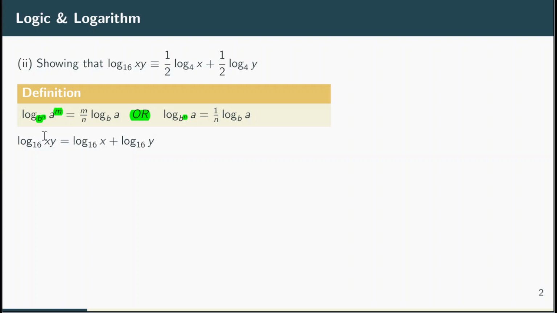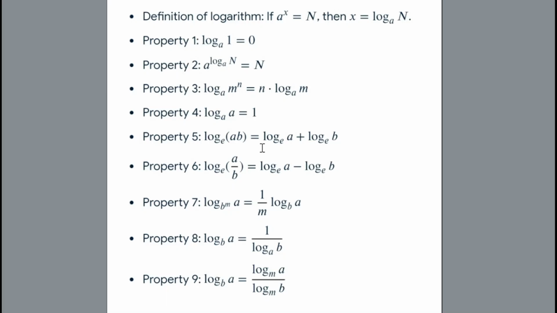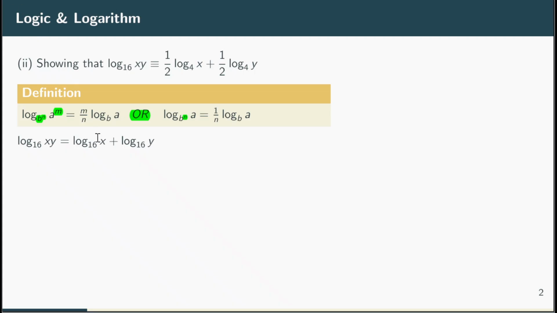All right. So first things first, let us take the left hand side, which is log to the base 16 of xy, and split it into two because we have a law of logarithm. Look at property 5, which states that log to a base e of ab is equal to log to that base e of a, plus log to that base e of b. So I have to separate this by adding them. That is what I have done here.